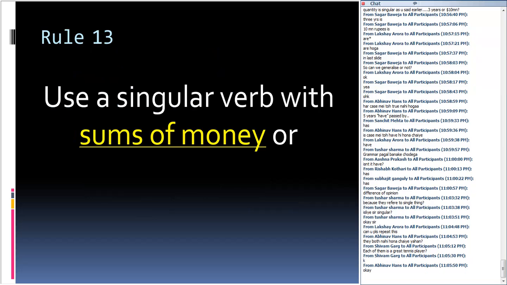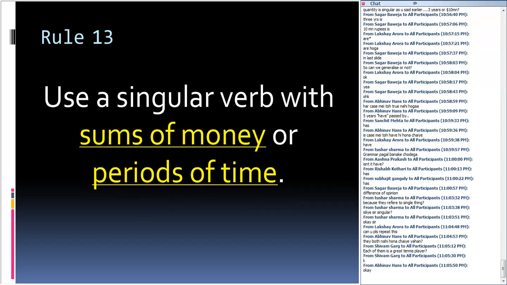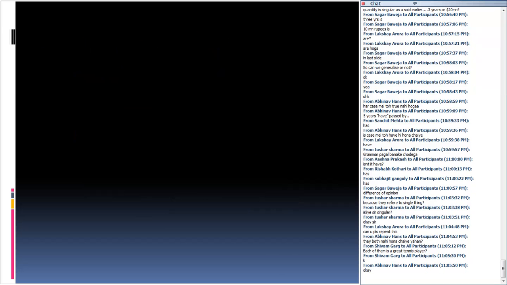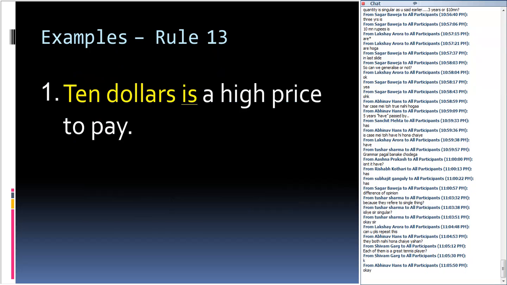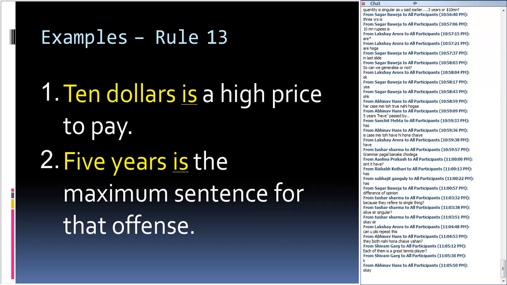Rule number 13. अभी बताया sums of money or periods of time के साथ use singular verb. Use a singular verb with sums of money or periods of time. For example, $10 is a high price to pay. 5 years is the maximum sentence for that offense. Okay, this I think we have already discussed.